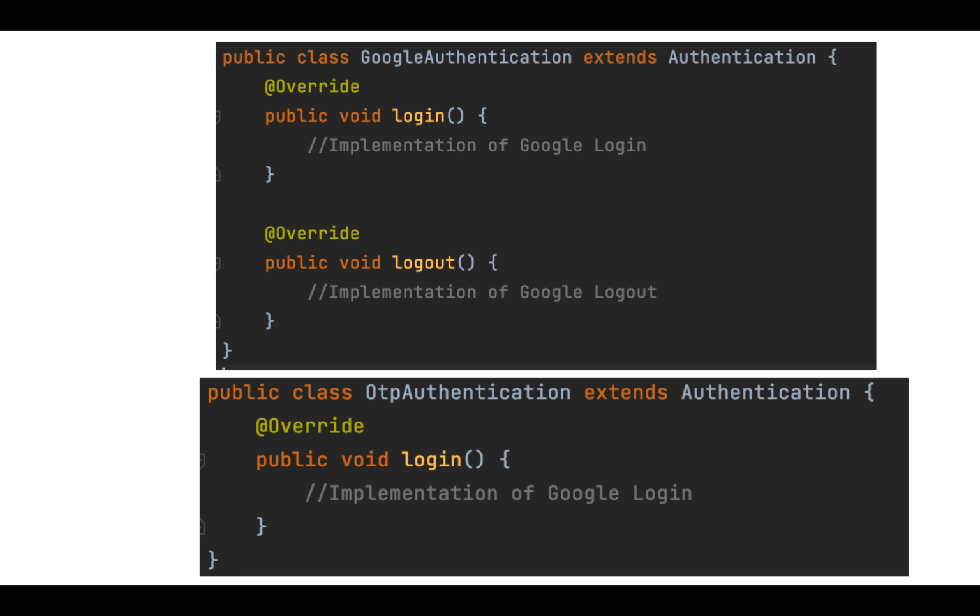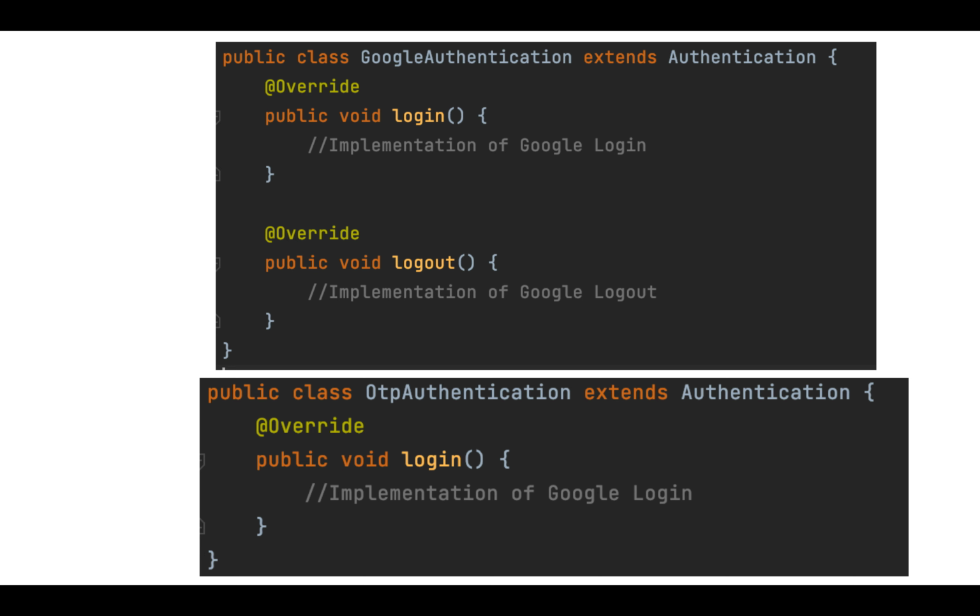Then when the next requirement came for OTP authentication, at that time we are giving a guarantee that Authentication and GoogleAuthentication will work for sure, but OTP authentication changes will not impact the other authentications, so that impact will be reduced, or the risk will be reduced. That is the benefit that OCP provides.